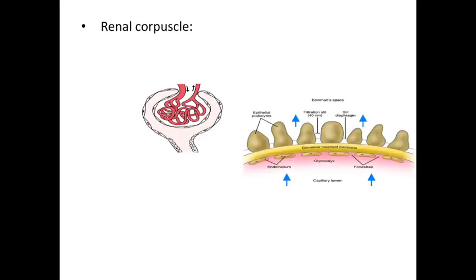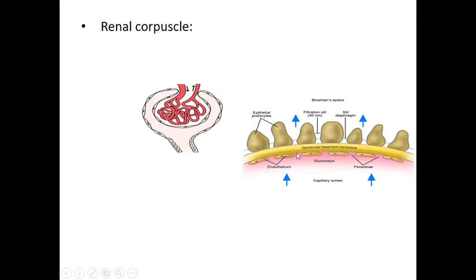Right, so first we'll see the renal corpuscle. So renal corpuscle consists of the Bowman's capsule and the glomerulus inside the Bowman's capsule. Now this glomerulus or the glomerular capillary plexus is the filtration membrane through which the blood gets filtered into the Bowman's space. So if you look at this structure, you can see this is the filtration membrane.